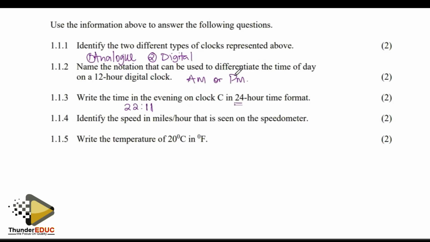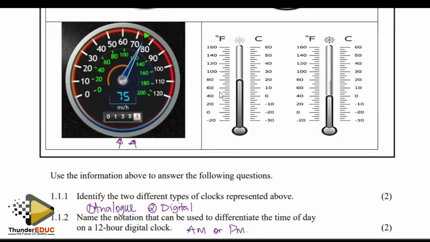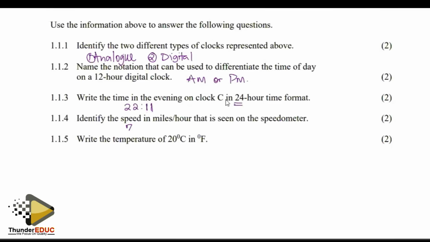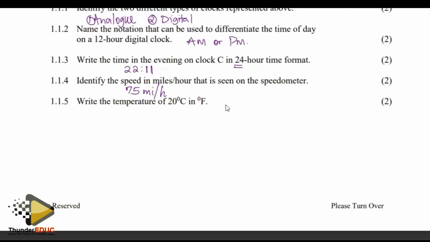And we continue and we shall say, identify the speed in miles per hour that is seen on the speedometer. The speedometer is this other item here that we are looking at. It has already displayed here. You see 75. Also here it shows 75. So the answer is supposed to be 75 miles per hour. Write the temperature of 20 degrees Celsius in Fahrenheit. We shall use the thermometer here. Look for 20. Which line does it correspond with? 80. It becomes 80 degrees Fahrenheit.